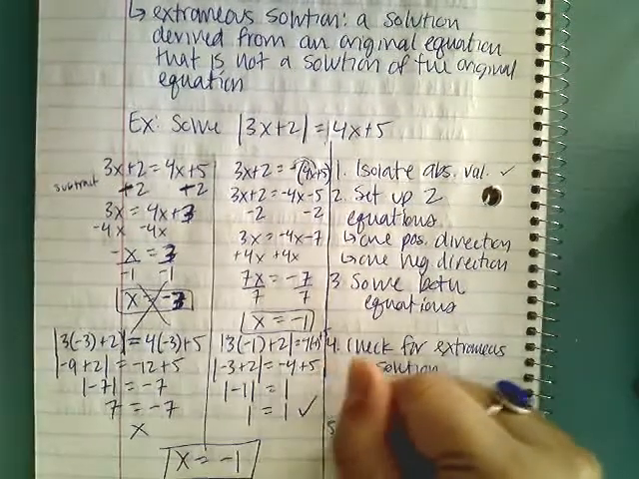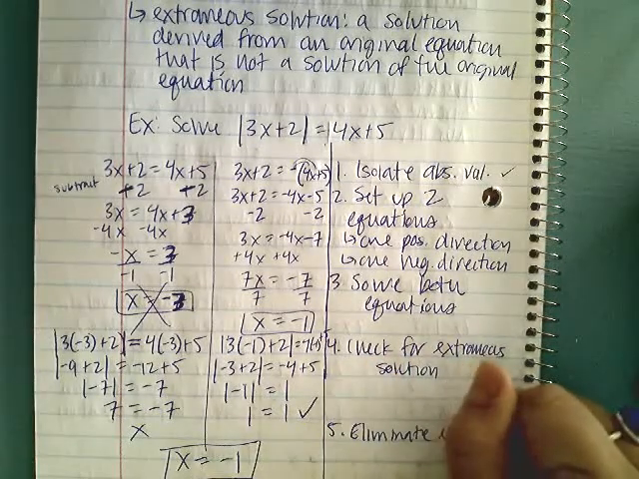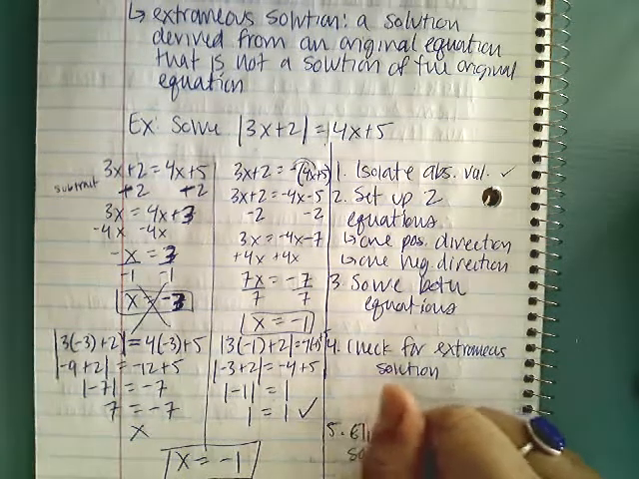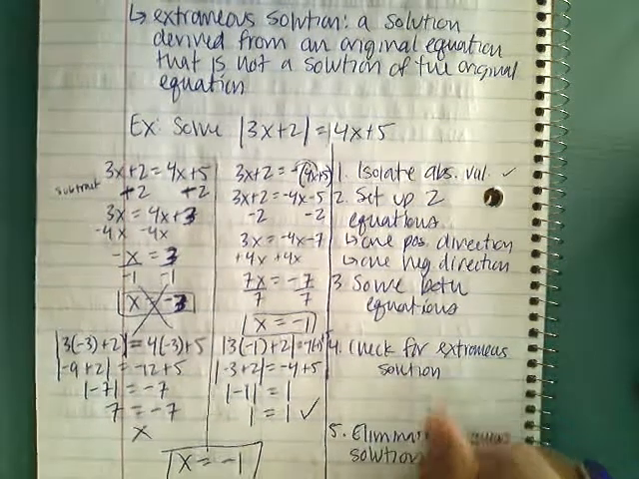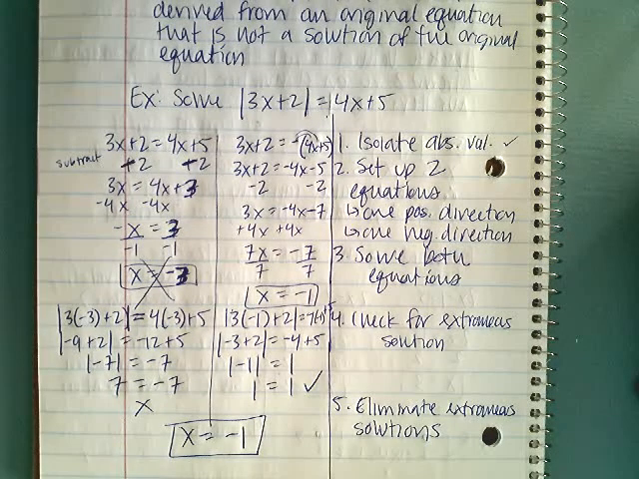So your last step is eliminate extraneous solutions. Sometimes both will work, sometimes it will not. Sometimes neither will work. But in this case, x is equal to negative 1. That one works. Negative 3 does not.